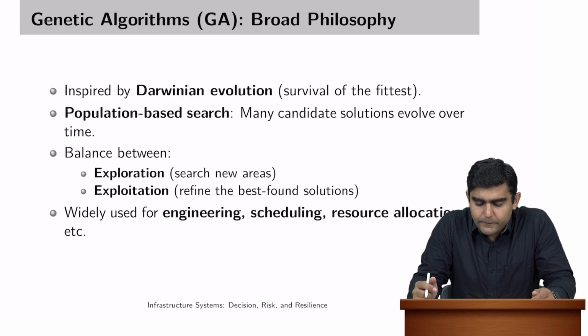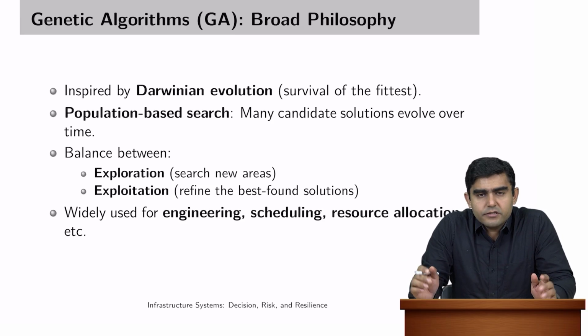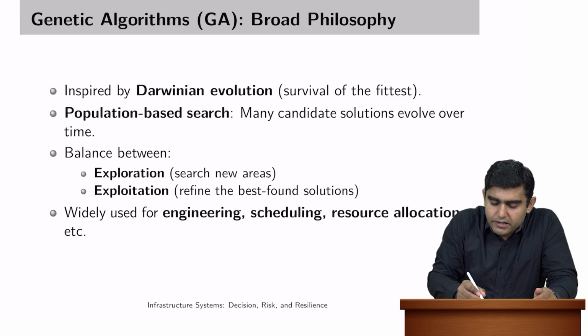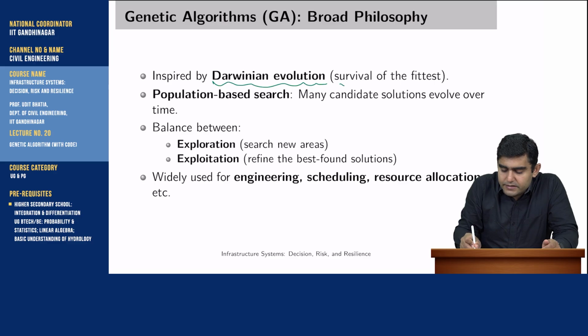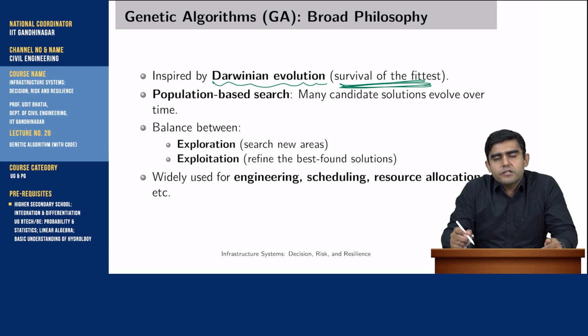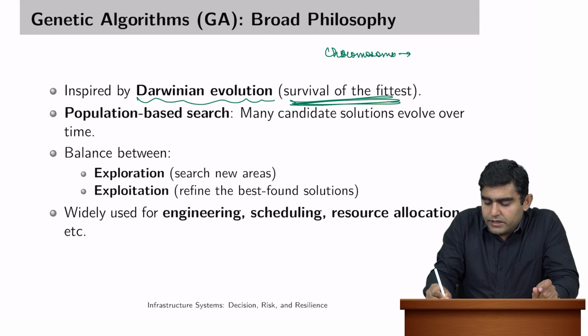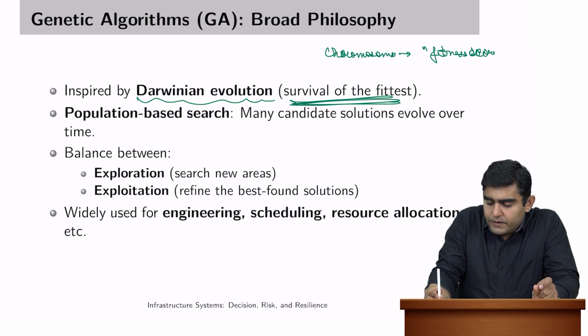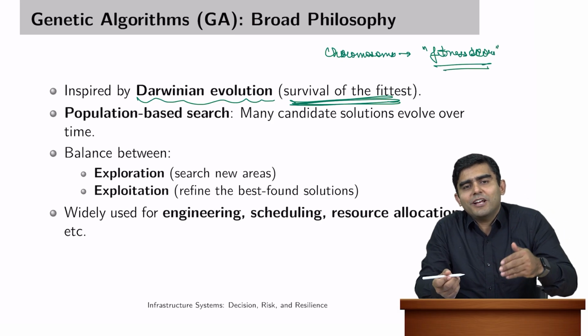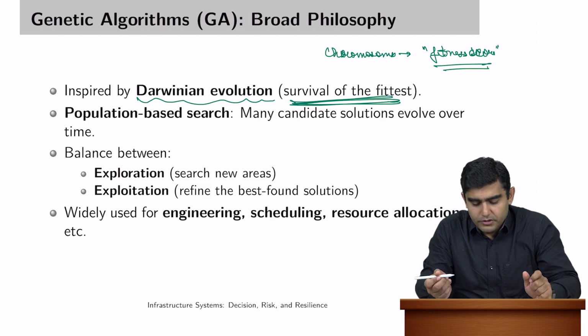So let us begin our focused discussion on genetic algorithm. So here is the broad philosophy. As I mentioned, it is inspired by Darwinian evolution, that is, survival of the fittest. We will spawn some initial population. This population will make offspring. These offspring may or may not go through mutation. But for each of these elements of the population, which we will call chromosomes, we will keep on calculating something called a fitness score, and based on the fitness score we will keep on retaining or eliminating certain members from the population.